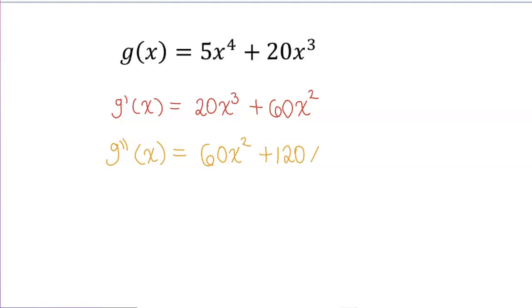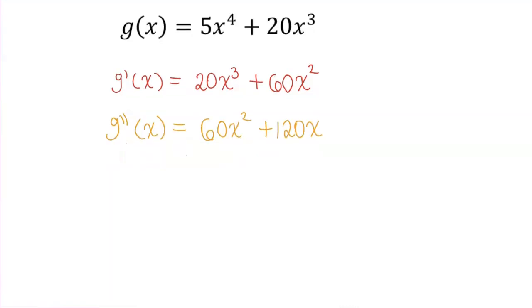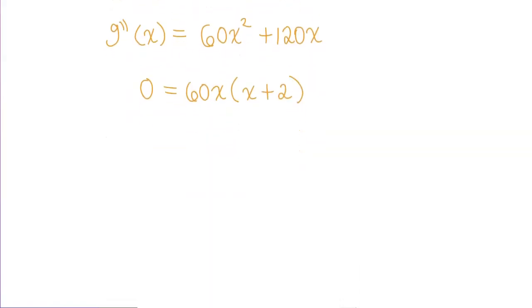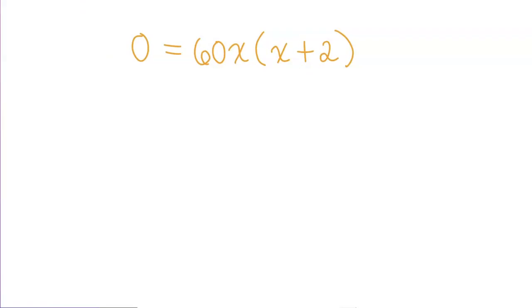Now that's what we're going to use, okay? Set this equal to 0. You need to set this equal to 0. I will factor out 60x to the front, which will get me x plus 2 in the parenthesis. And now we're going to set each of these factors equal to 0.